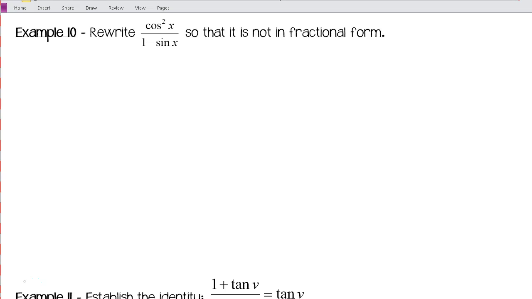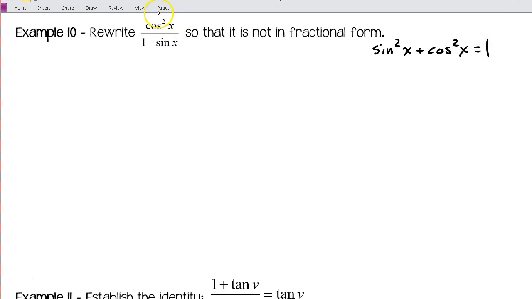We're working with identities. In this example, we want to rewrite this so that it is not in fractional form. When I look at this, I see in the numerator I have cosine squared x, which makes me think of my Pythagorean identity. Let's do a little scratch work on the side here. My Pythagorean identity is sine squared x plus cosine squared x is equal to 1.